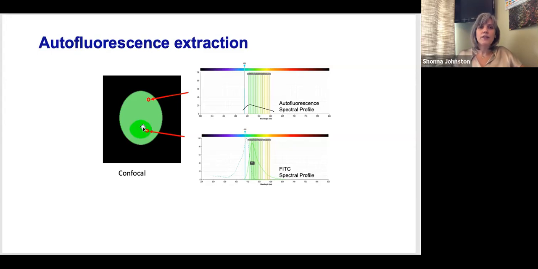Now, it is really important that they are spatially separated, and it's also really important to know that you can only do this autofluorescence extraction if it is true autofluorescence. You can't extract it if it's non-specific binding, or if it's your fluorescent antibody, or if it's secondary staining. It does actually have to have a different spectra.